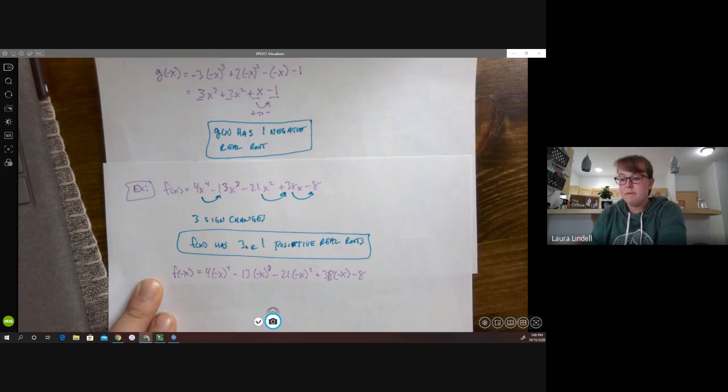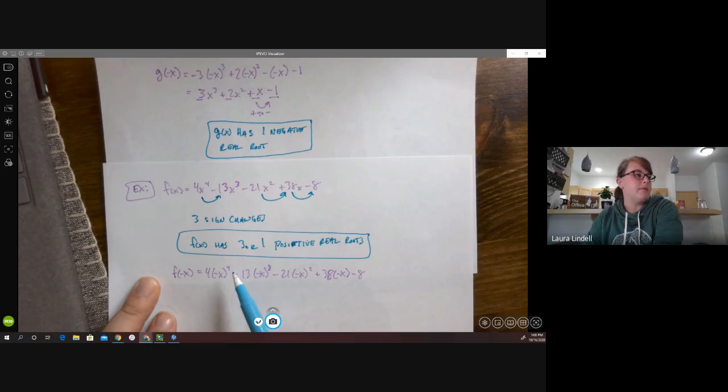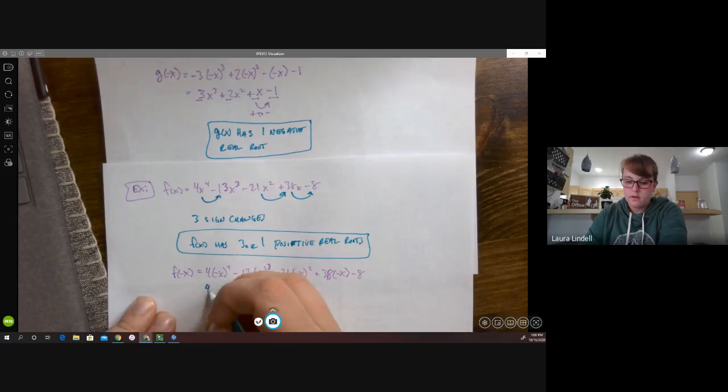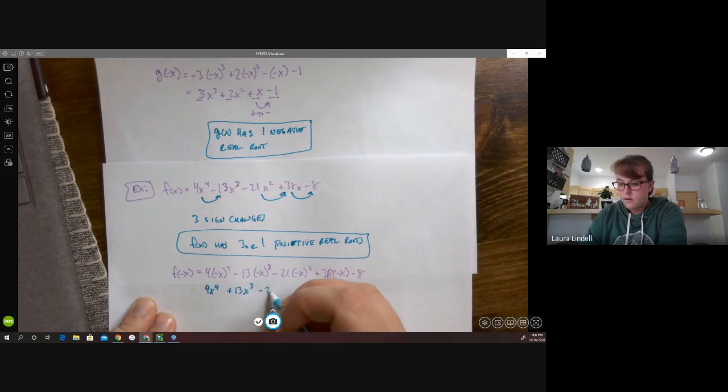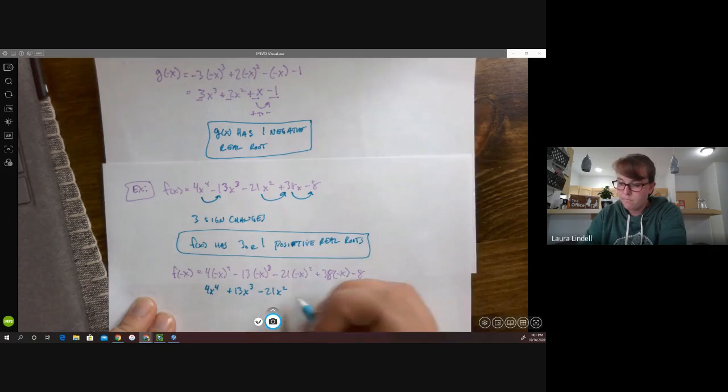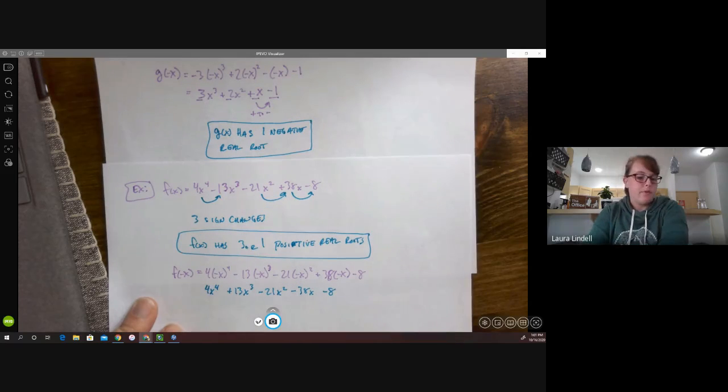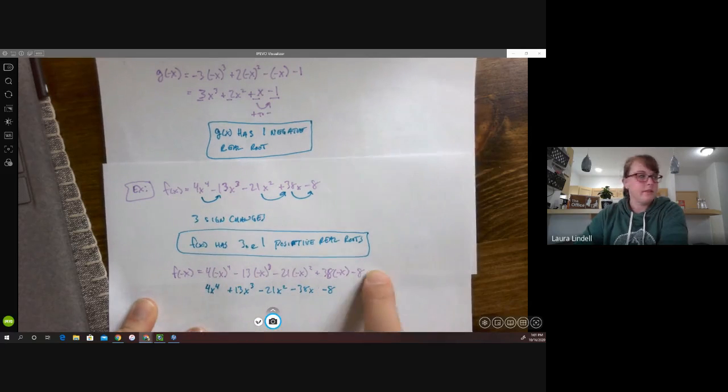Yeah, so keep in mind, anytime you have a negative number to an even power, it's positive. Anytime you have a negative number to an odd power, it's negative. So if you're looking to check your work, this is what we should get to simplify this.